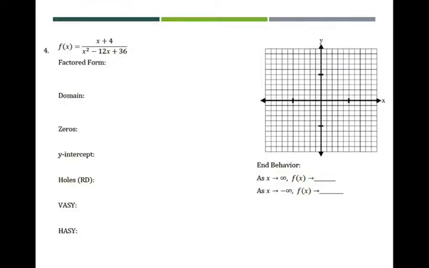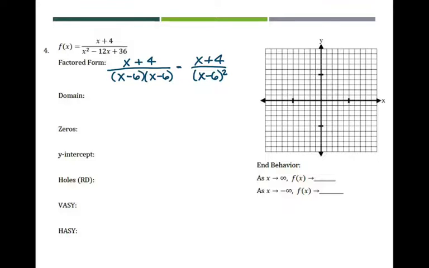All right, last graph. So once again, let's go ahead and start by factoring. Numerator cannot be factored any further, so we'll leave it alone. In the denominator, 2 numbers that multiply to 36 and add to negative 12 are x minus 6 with another x minus 6. We can always condense this further to write it as x minus 6 squared.